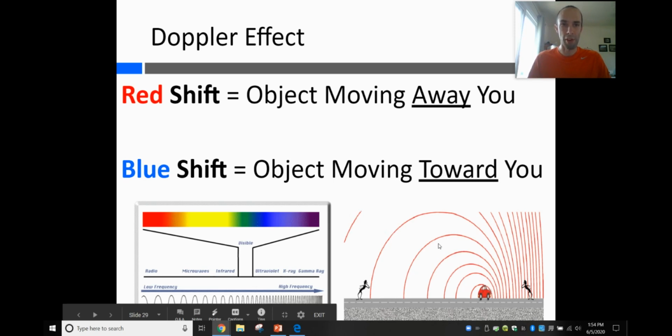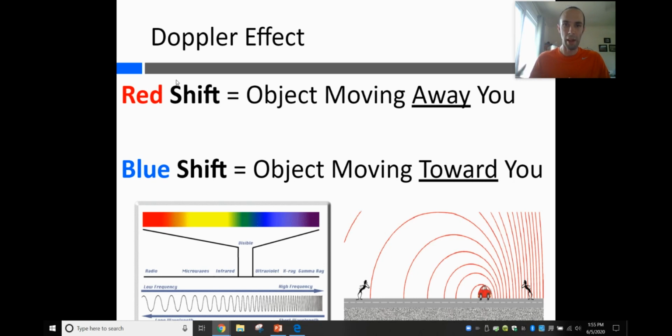So it's red shifted. And I always remember red is away because red usually means like stop and stay away from it, it's danger. Okay, that's my kind of trick for remembering that.